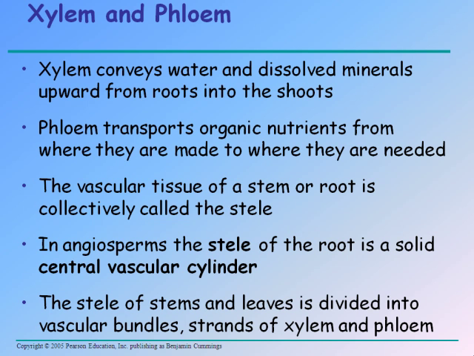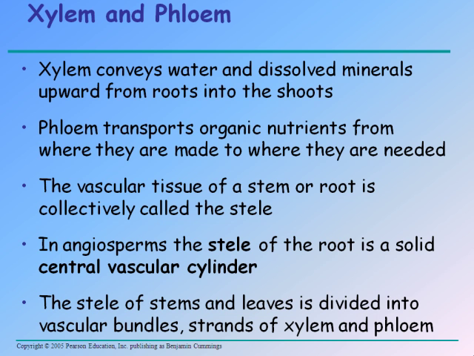So xylem conveys water and dissolved minerals upward from the roots into the shoots. Phloem transports organic nutrients, sugars, from where they are made by photosynthesis in the leaves to where they are needed in the plant for growth.